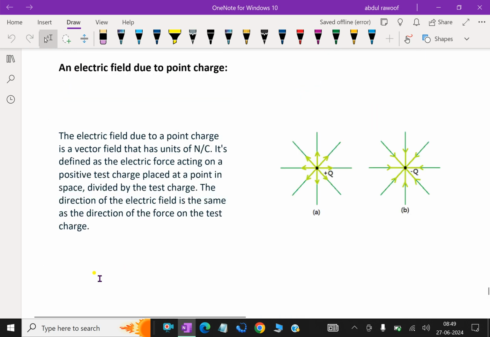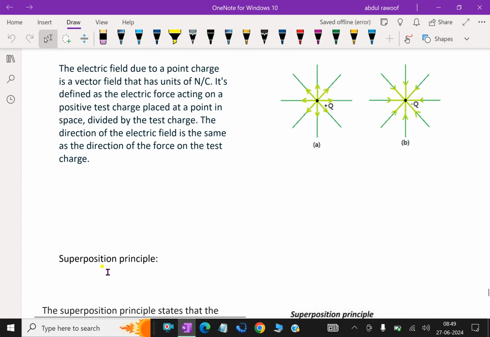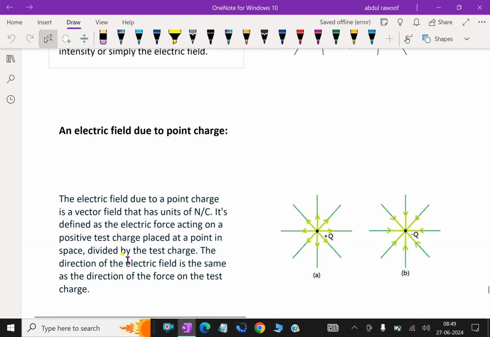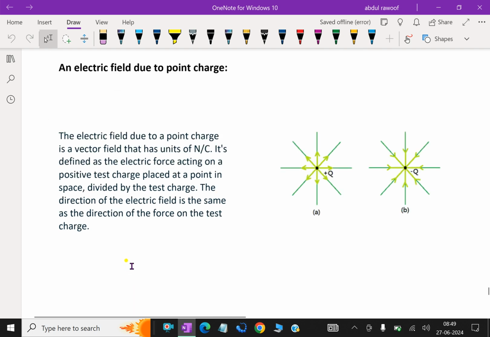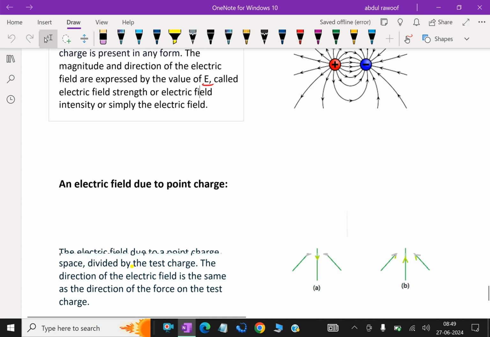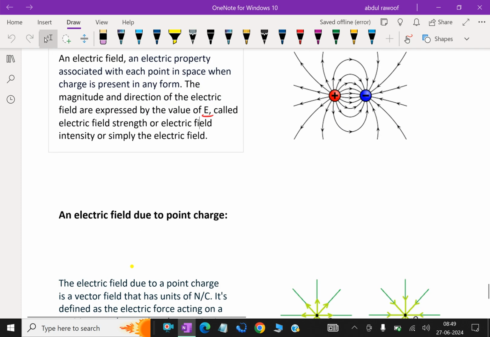Now, the electric field strength due to a point charge. We can write this as Fe, the force on an electric charge, is equal to q into vector E. If q is negative, Fe will be in the direction opposite to vector E.